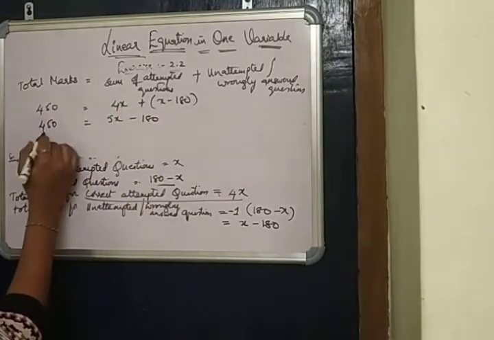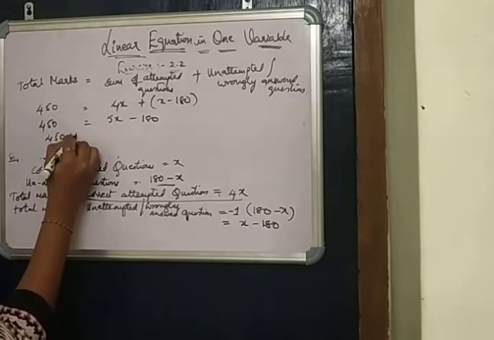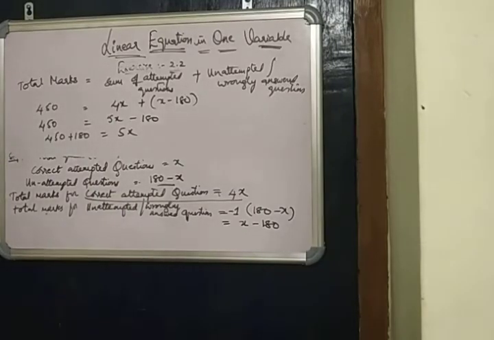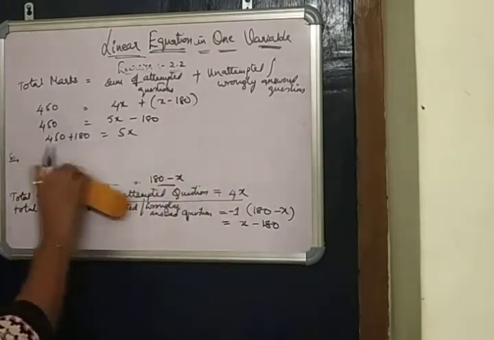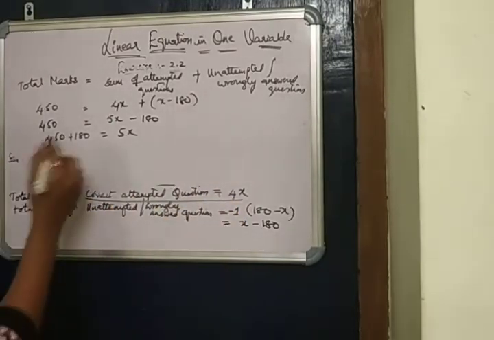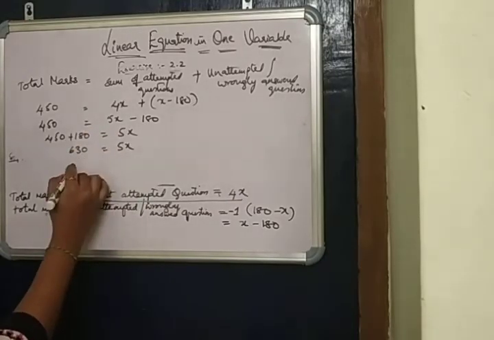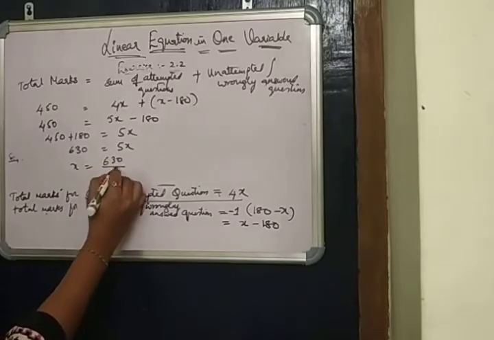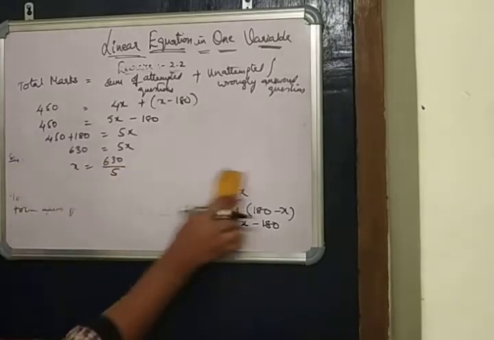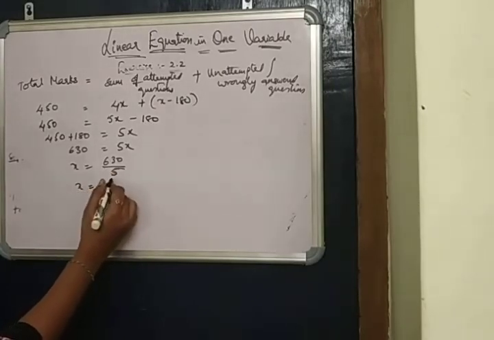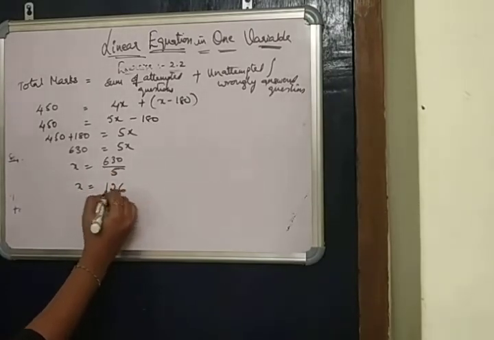Transpose this 180 to the left hand side. Therefore 450 plus 180 is equal to 5x. 450 plus 180 is equal to 630, which is equal to 5x. x is equal to 630 divided by 5. x is equal to 126.